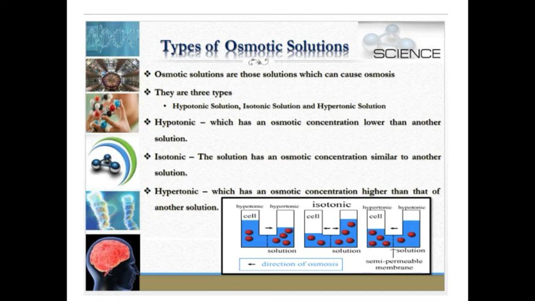What is isotonic solution? There is no net movement of water molecules across the membrane. The concentration of the medium and the concentration of the cell which we put into the medium are the same and equal. So there is no net movement of water across the cell membrane. This is called isotonic solution.